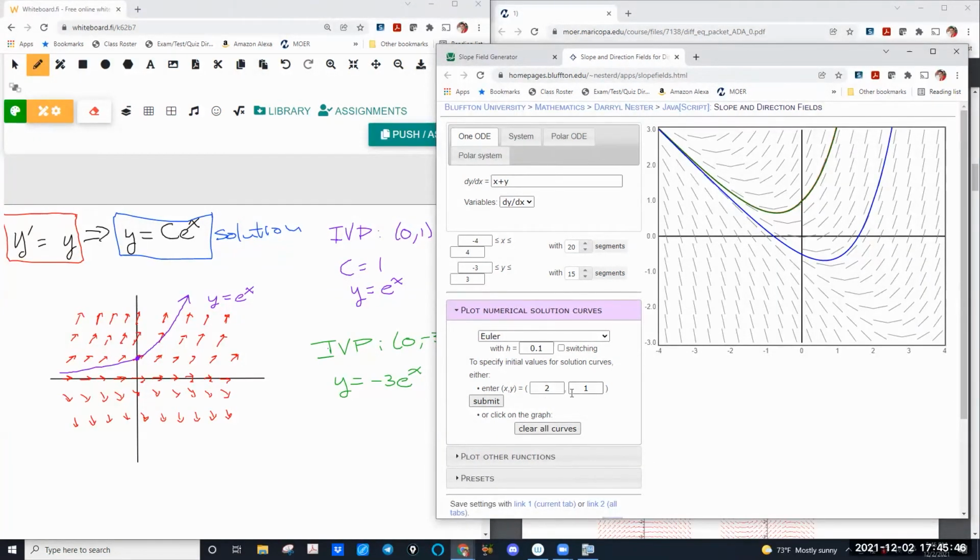So there are others out on the web. Like I said, you can just do a search for slope field plotter and play around with them and see which one you like best. If you like Desmos, Desmos works. If you like this one, this will work. Both of these will work for the take-home problem, the homework, and a lot of the other ones will too.